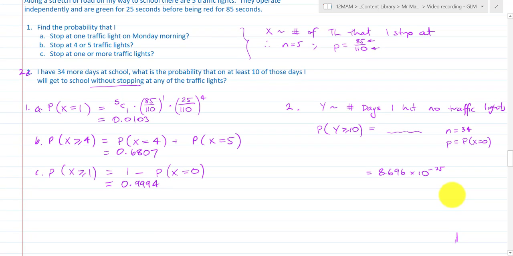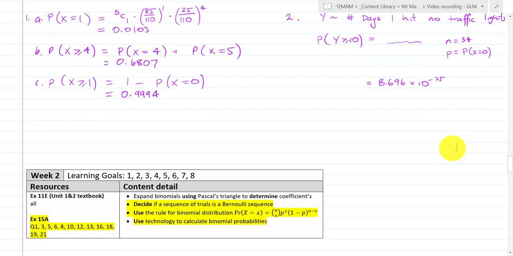Anyway, that's the end of our work on binomial probability just as a calculating tool. We have a little bit more left in this topic though, which I'm going to run through in future videos. All the best.